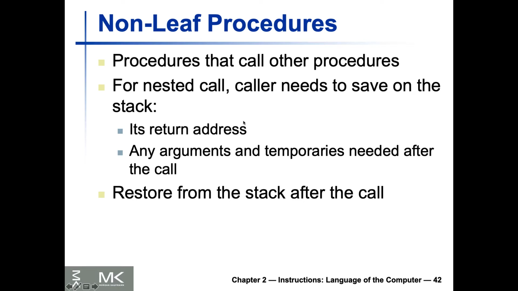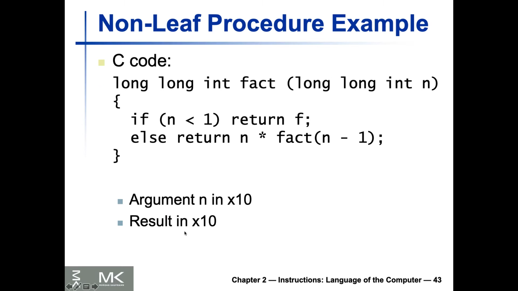So what we need to do in order to implement this is, first of all, the return address. We want to make sure we return to where we started. Again, we need to have any argument and temporaries needed after the call. And then we need to be able to restore the stack after the call. Okay? So as an example, let's have a look at this C code. So by just looking at it, you'll understand the difference between a leaf or non-leaf procedure.